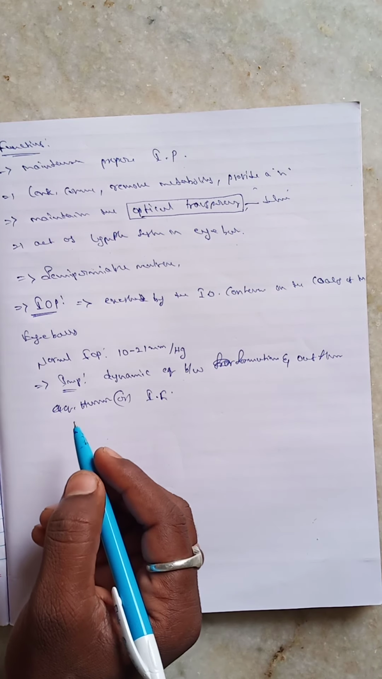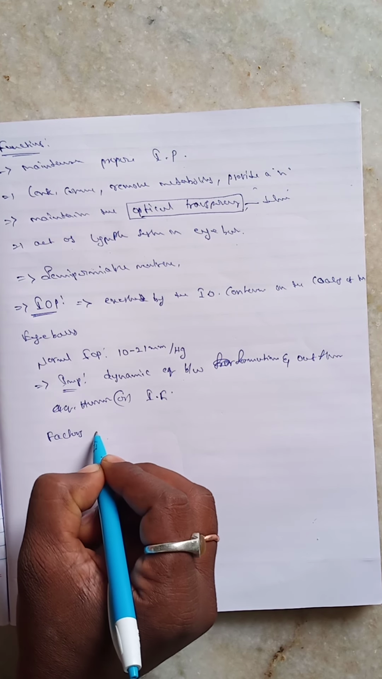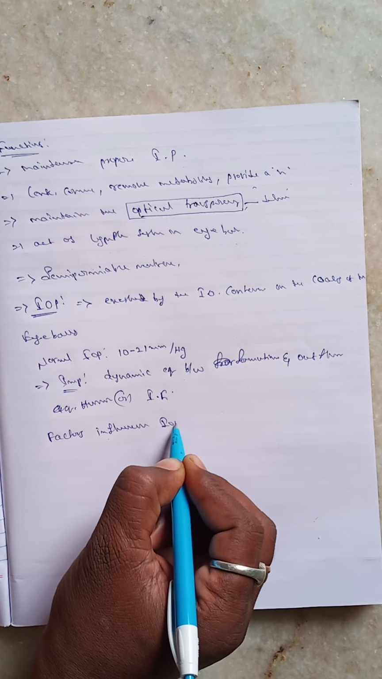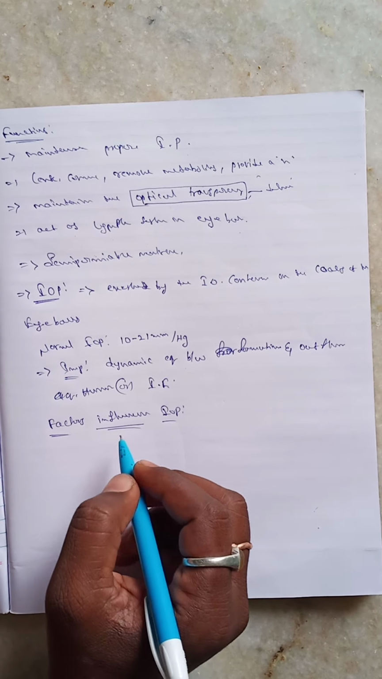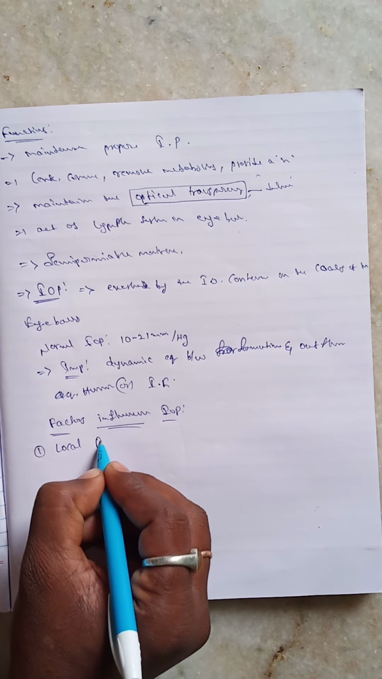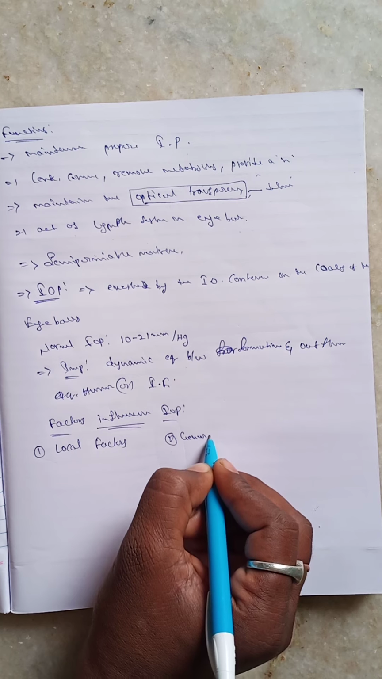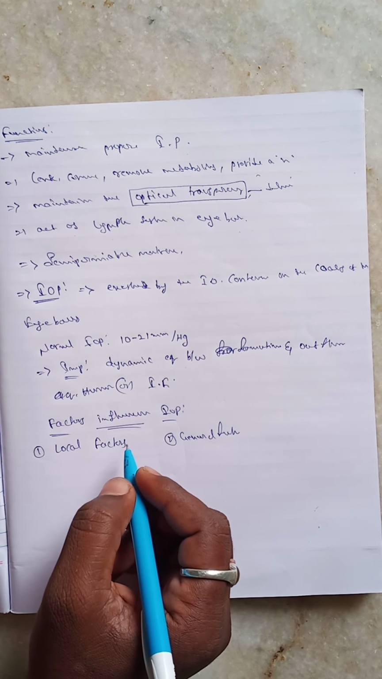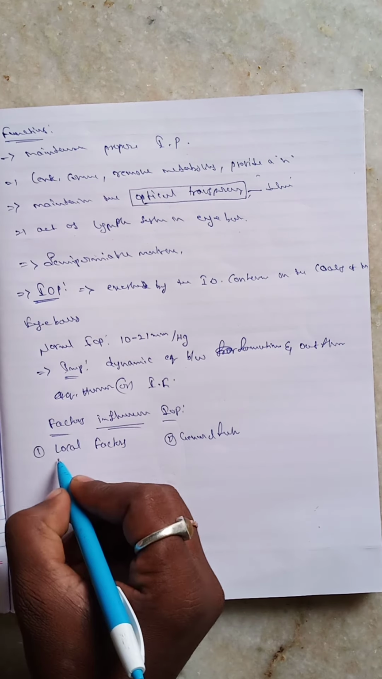What are the factors influencing the IOP? Intraocular pressure is influenced by two types of factors. One is the local factors, and the second one is the general factors. What are the local factors and what are the general factors? Now we discuss the local factors first.